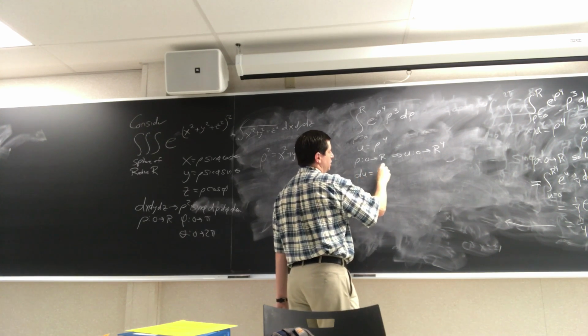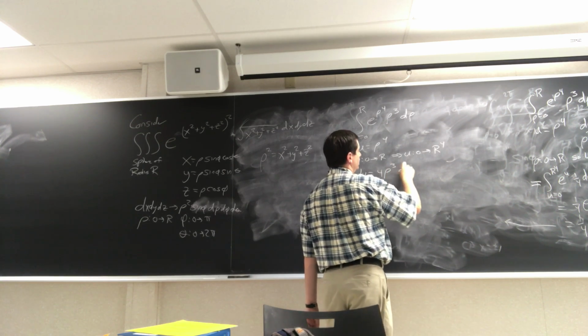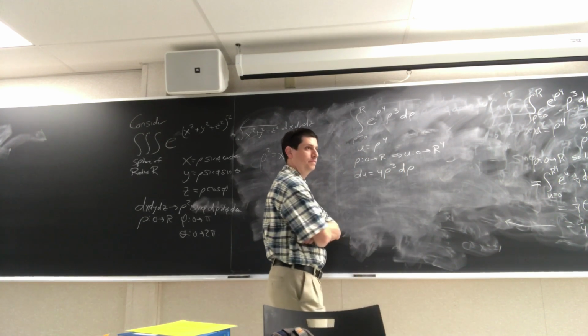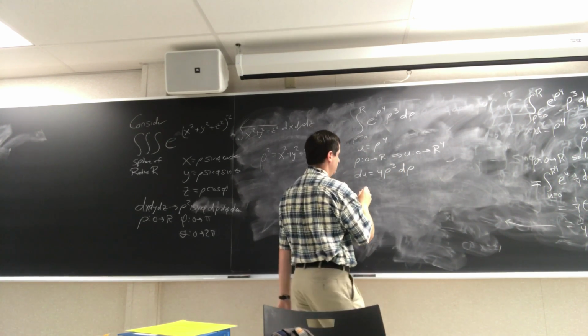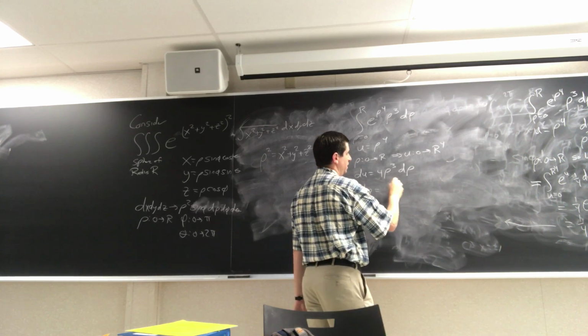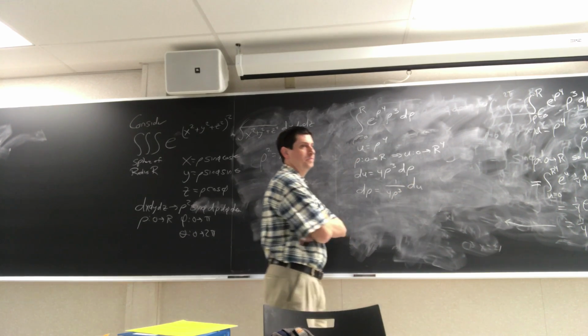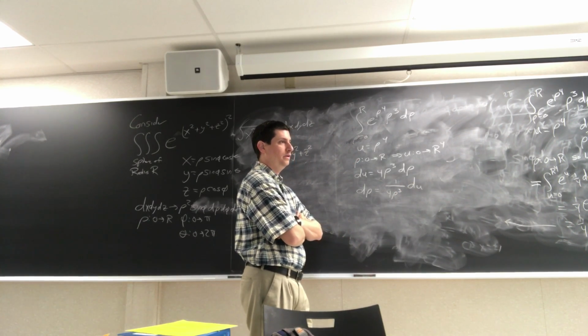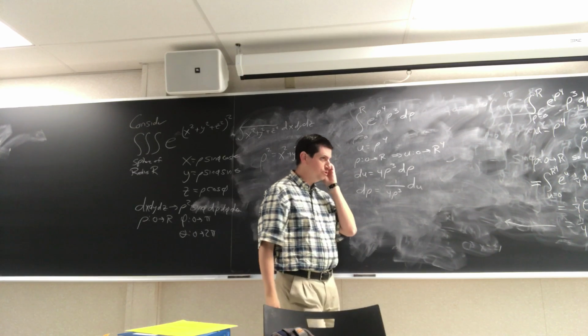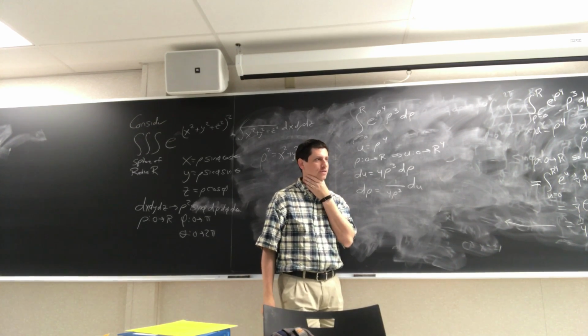du is 4 rho cubed d rho. So d rho is 1 over 4 rho cubed du. I just brought it over. Now, I'm going to do it really long and really painful.